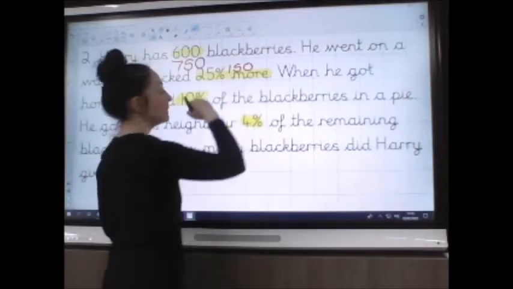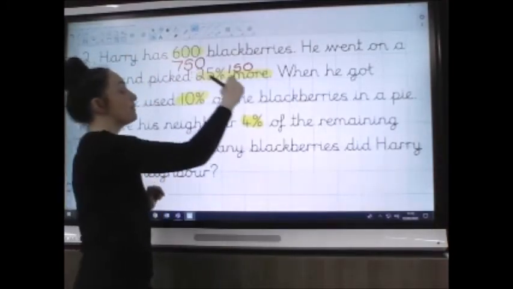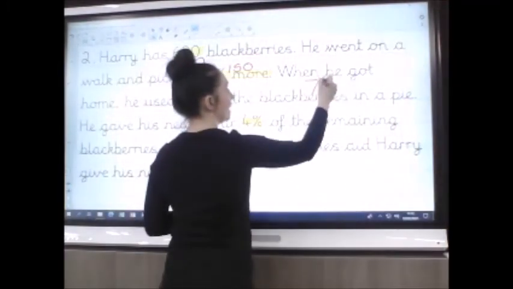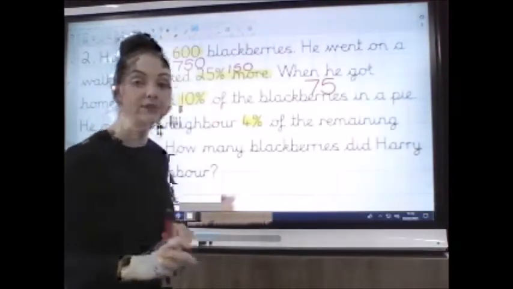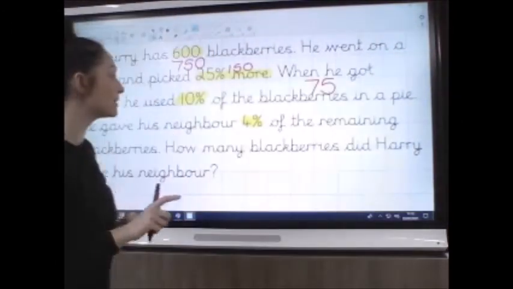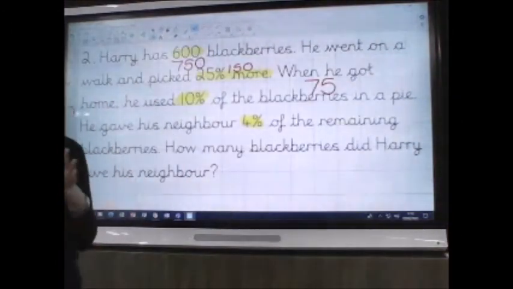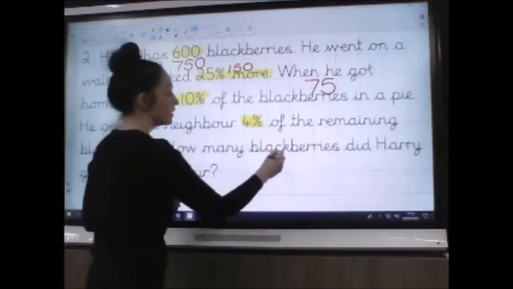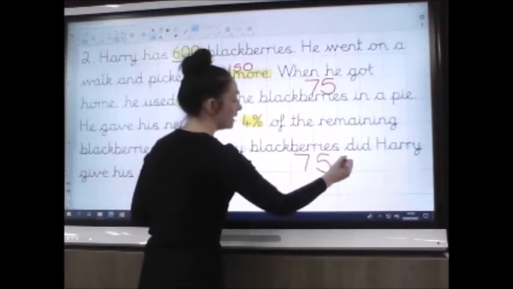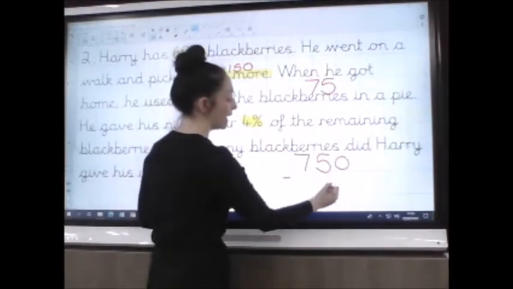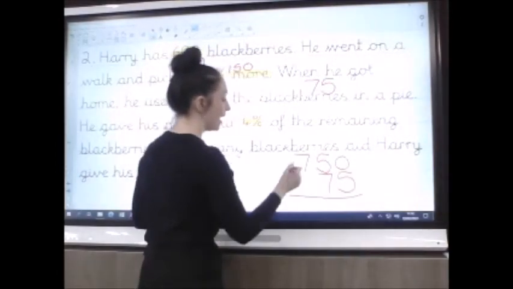Okay, so 10%, remember we divide by 10, so 750 divided by 10 is 75. So we use 75 blackberries in a pie. So we now need to work out how much we've got. So we did have 750, we've used 75 of them now. So let's take that away.